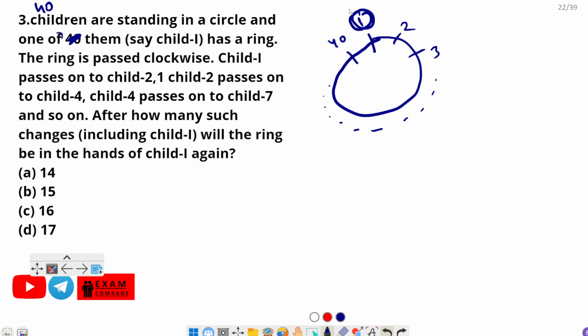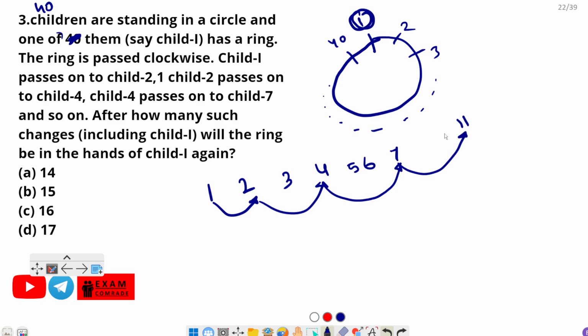Child 1 passes the ring to child 2, so 1 will give it to 2. 2 will skip the third person and give it to 4. 4 will skip the 2 persons, 5 and 6, and give it to 7. Okay, 7 will skip 3 persons, that is 8, 9, 10, and give it to 11.